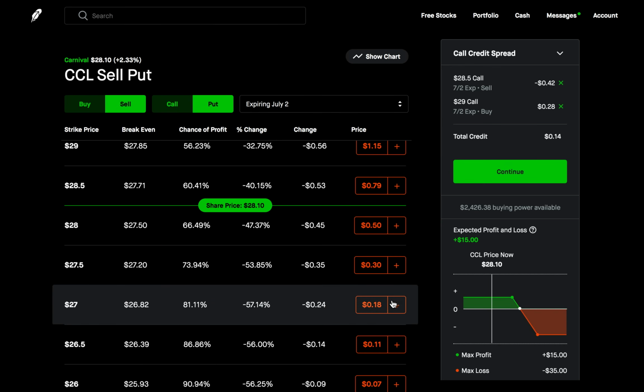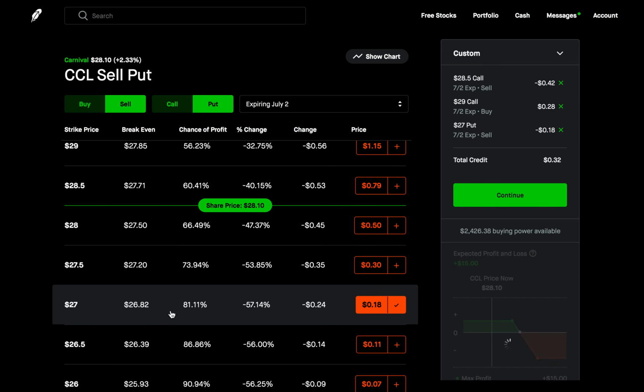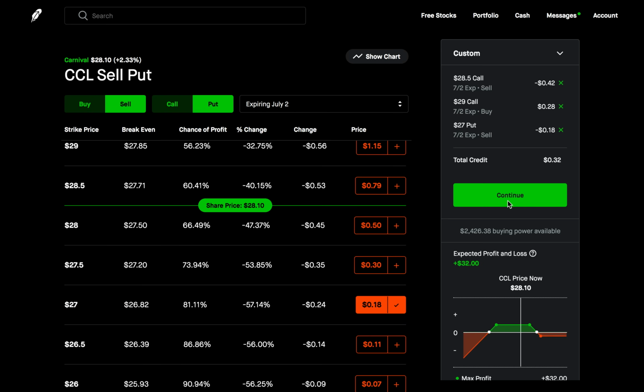Okay. So then what I want to do is go over here to sell, and I'm going to sell a put right there. I'm going to sell a put at the $27 strike because, again, I think that by July 2nd, Carnival will be either at 27 or under that price. Now that I sold this put, I'm going to receive another $18 in premium. So now we can see with this custom play so far, we have $32 in credit. We're receiving a credit of $32.